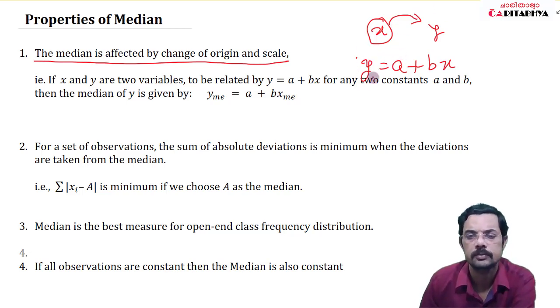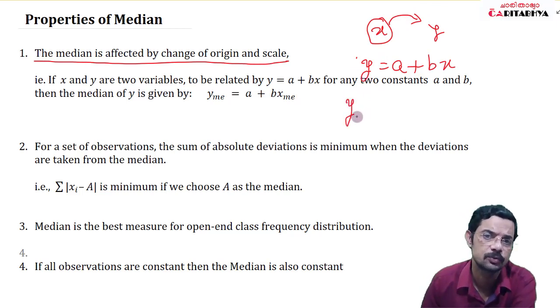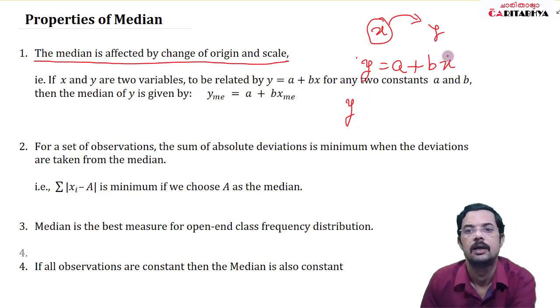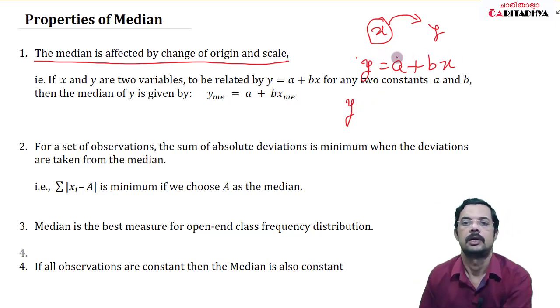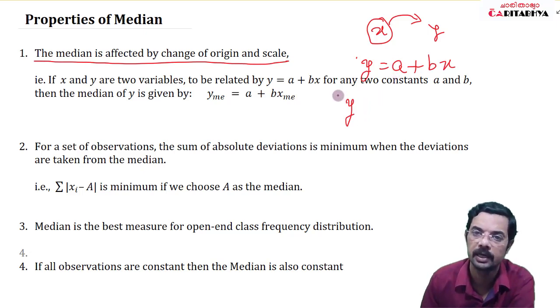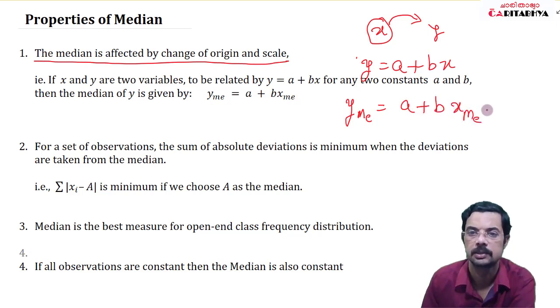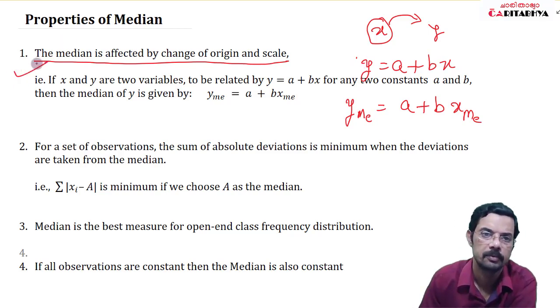Okay, so what will be the median of y? What will be the median of the new set of observations y1, y2, y3, y4 and so on? Each x has been operated on and converted to y using this kind of expression. So the median of y will be equal to a plus b into median of x. It is the same relation. If you have the median of x, just put it into the same expression and you get the median of y. This is a very important problem.